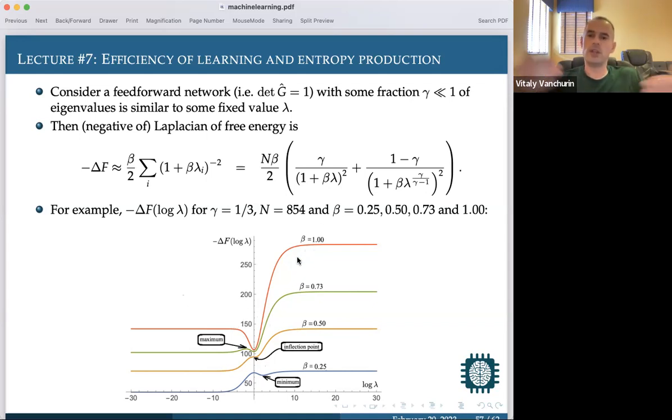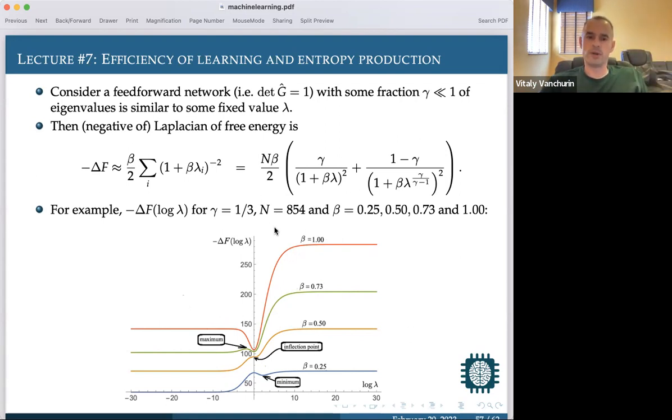And then you cannot make your dynamics better. You cannot make this Laplacian of free energy closer to zero. The learning terminates at this point effectively. Okay, so now let's observe all of this dynamics through the simulation.